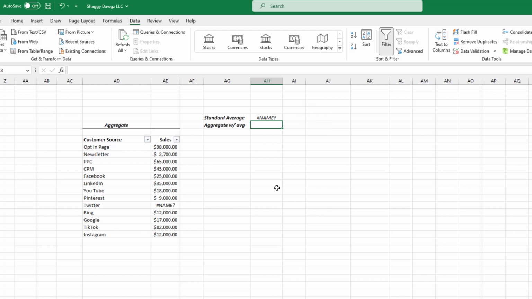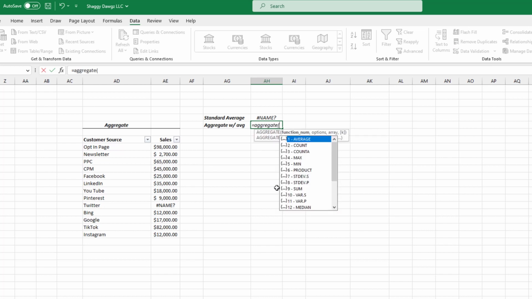Here we go. We'll type out equal aggregate, open parentheses. And the first thing Excel wants to know is what type of calculation we want to do. In this case, we'll choose average. And here we have a choice. We could either double click on the average or type the number 1 because it corresponds with the average calculation and type a comma. I'll choose to double click just because it's easier and follow that with a comma.